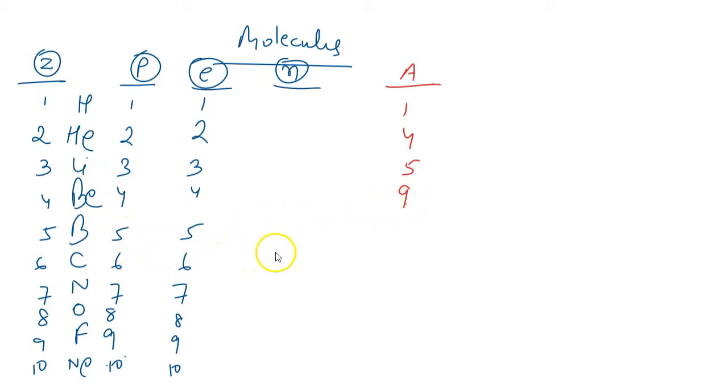Boron you will find 10, carbon 12, nitrogen 14, oxygen 16, and then comes fluorine. Fluorine you will find it as 18, and neon you will find it as 20. So from here we can even conclude the number of neutrons. The atomic mass is optional, but yes, for 1 to 10 you can remember.